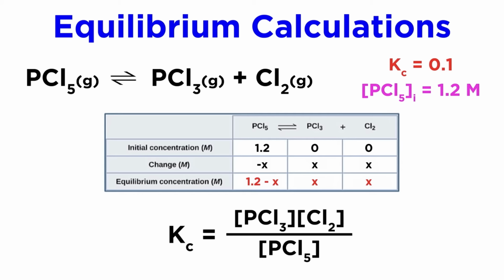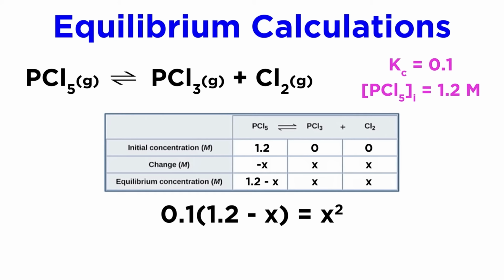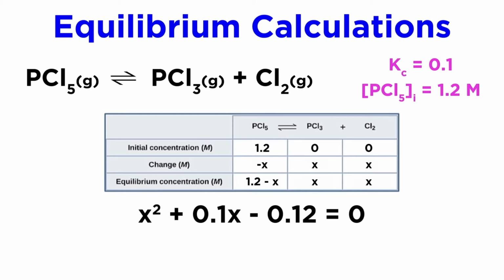Now we plug all of these into the equilibrium constant expression and see what we get. So looking at the expression, let's put in everything we have, the Kc, x for the 2 products, and 1.2 minus x for the reactant. Now we just do some algebra. Let's multiply both sides by this denominator and then distribute this number across the parenthetical. Then let's just get everything on one side and equal to 0. That leads to this equation.